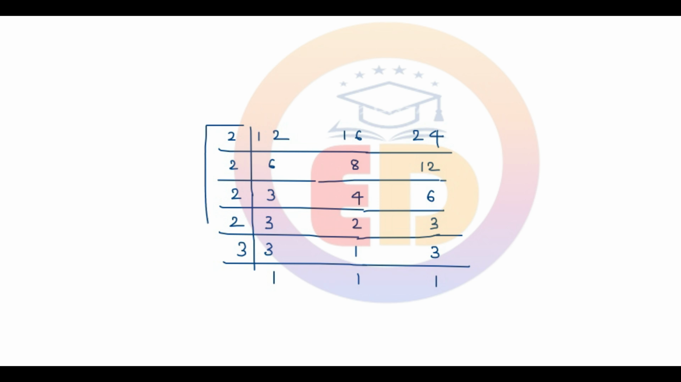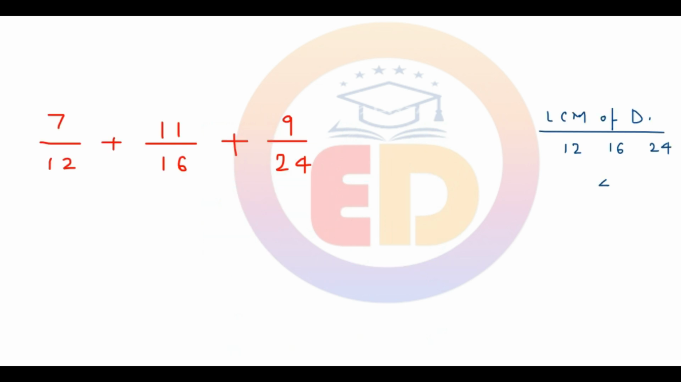And the numbers here, these are the ones which will give me the LCM on their product. So 2 multiplied by 2, multiplied by 2, multiplied by 2, multiplied by 3. 2 into 2 is 4, 4 into 2 is 8, 8 into 2 is 16, 16 into 3 is 48. 48 is the LCM. And now I will convert all the denominators to 48. For converting 12 to 48, remember 12 into 4 is 48.